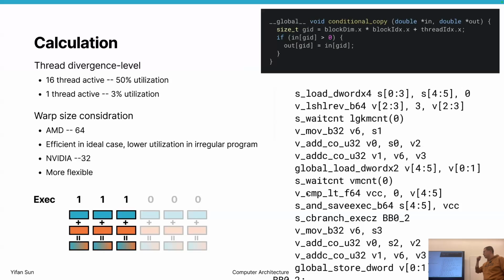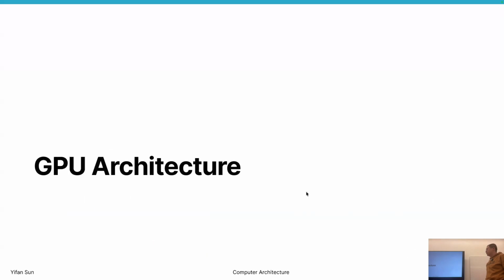So now we mainly talked about how even if these threads are not taking effect, they still occupy resources, they still take time. Okay, so that's something that every programmer wants to avoid, but it's actually very hard to avoid. So whenever it's possible, we can avoid thread divergence.